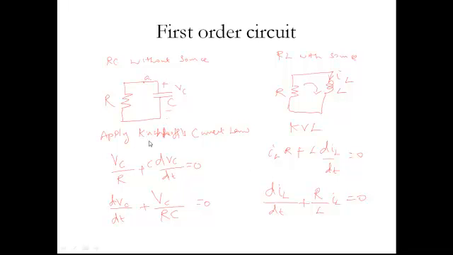So please always understand. Whenever RC is given, you are interested in finding out the voltage across the capacitance. If RL is given, you are interested in finding out the current through the inductance. For an RC combination, you write KCL. For an RL combination, you write KVL. Okay. If you follow this, you will easily find out the differential equation.